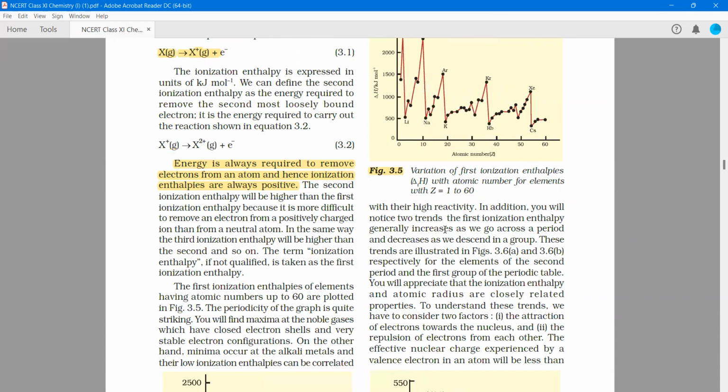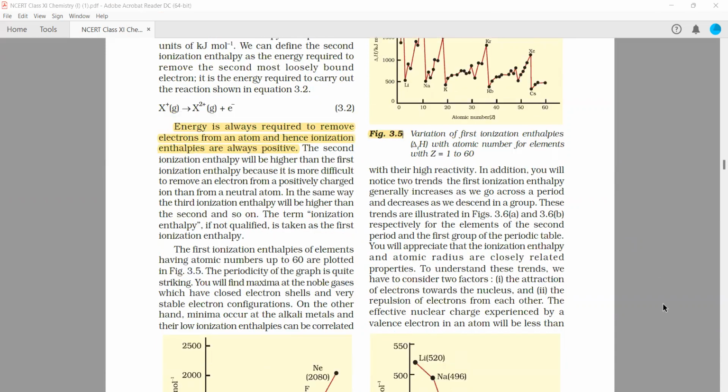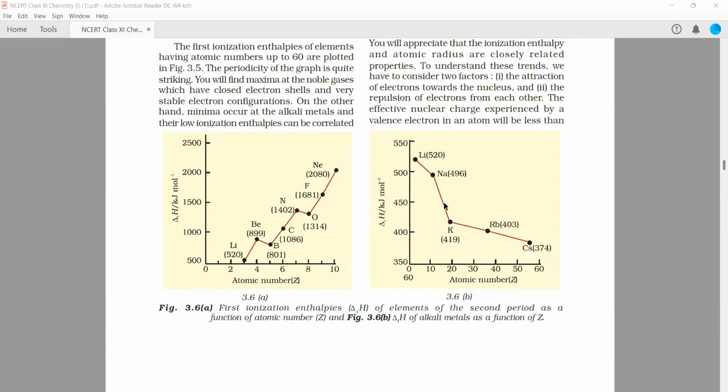In addition, you will notice two trends. First, ionization enthalpy generally increases as we go across a period and decreases as we descend in a group. These trends are illustrated in figures 3.6a and 3.6b. So this can easily be seen. There are some exceptions like boron and oxygen, which we are going to discuss.